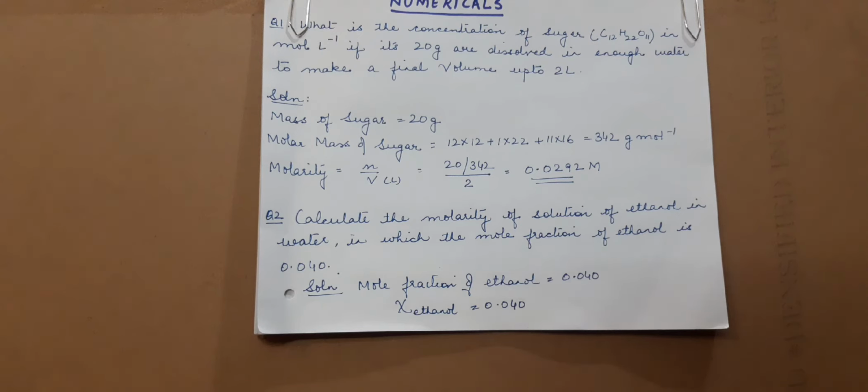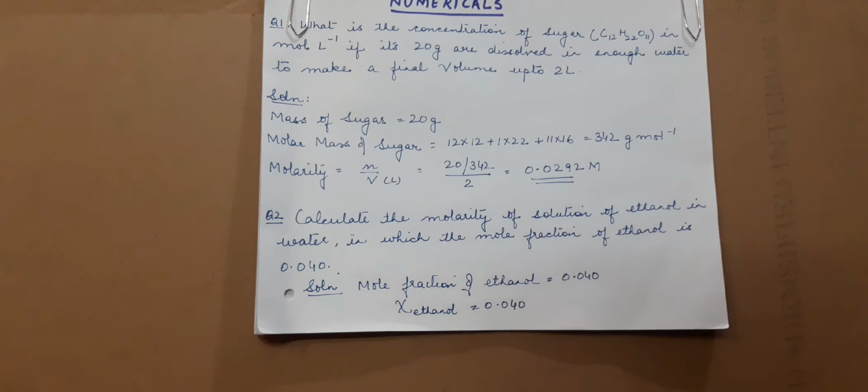Now, we need to find out the concentration in moles per liter. Moles per liter means number of moles per liter. That means if we know the molarity, what is it? Number of moles of the solute dissolved per liter of the solution. So, if we know the molarity, we will be able to understand what is the concentration of sugar.